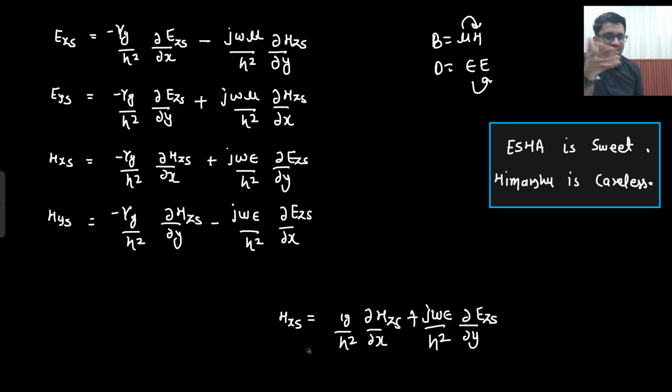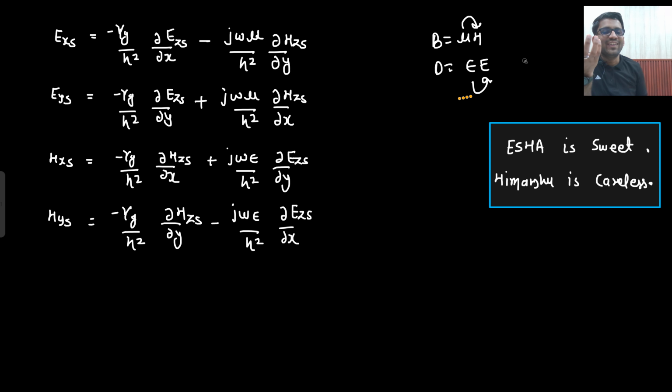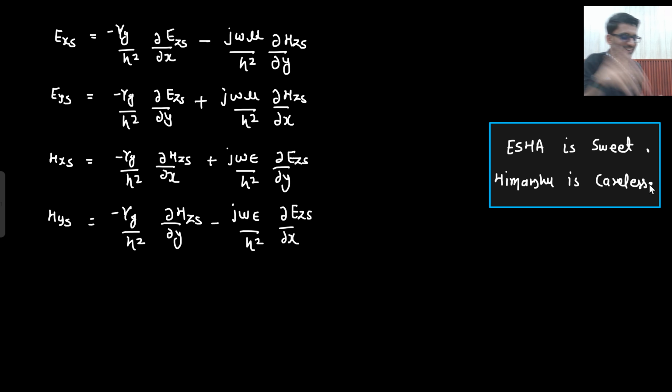And if someone has the name Isha, don't get offended. I don't know why you would get offended. I am calling you sweet only. I am calling myself careless. And if someone has the name Himanshu, then don't get offended. I am calling myself careless, not you. So that's the way to remember.